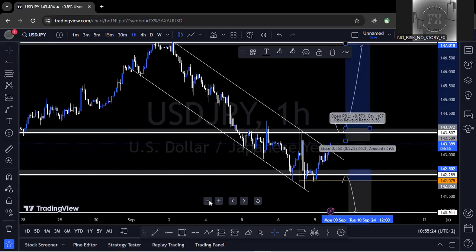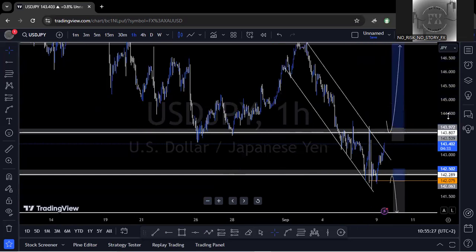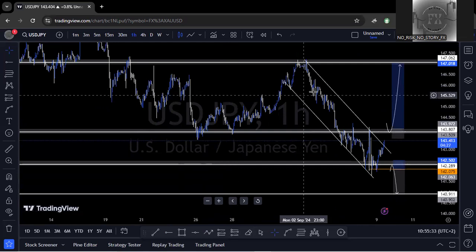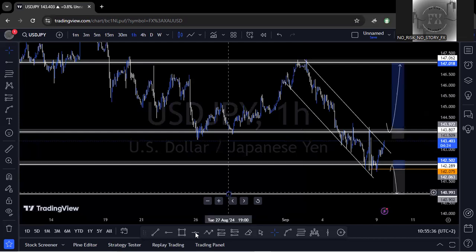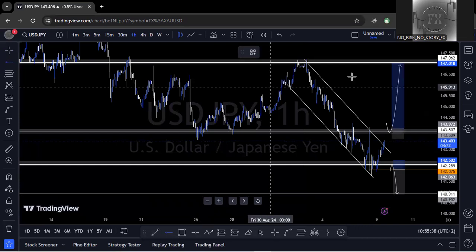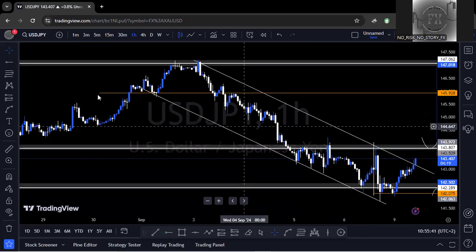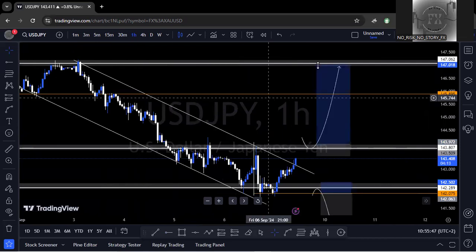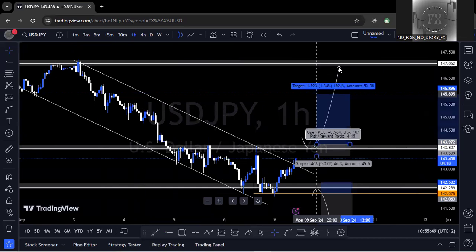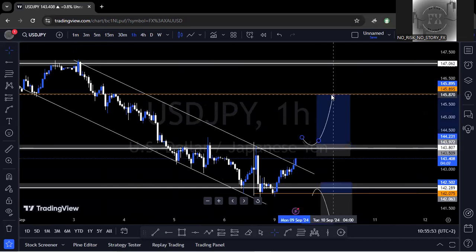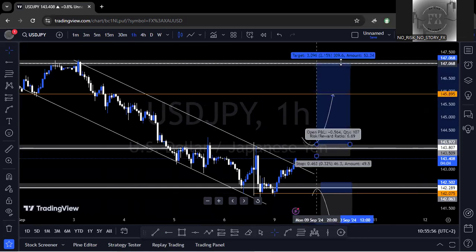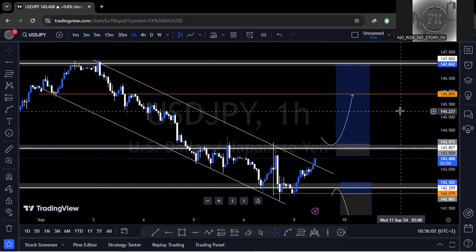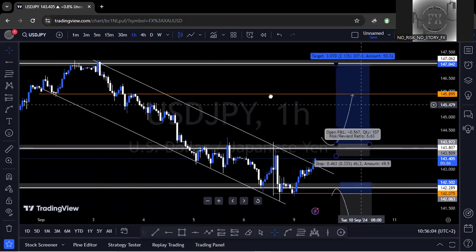Our immediate take profit zones can be areas like this one here, can be areas like this, it can be areas like this. These can be our immediate take profit zones. And then this could be our overall take profit. So this is it, guys.